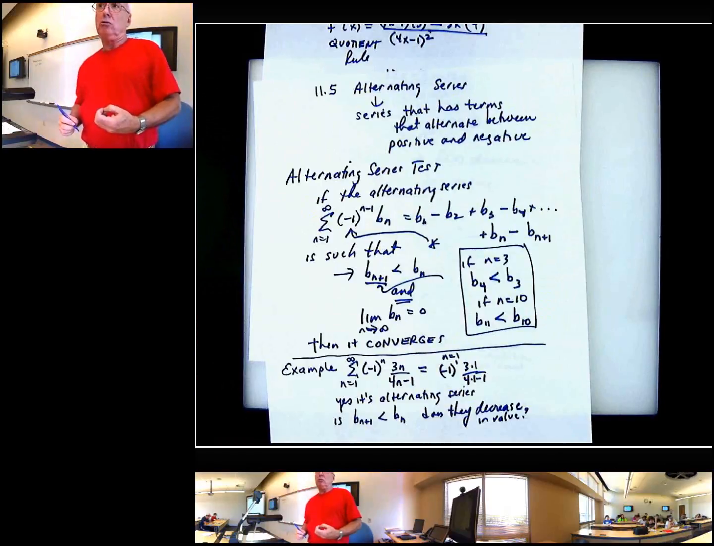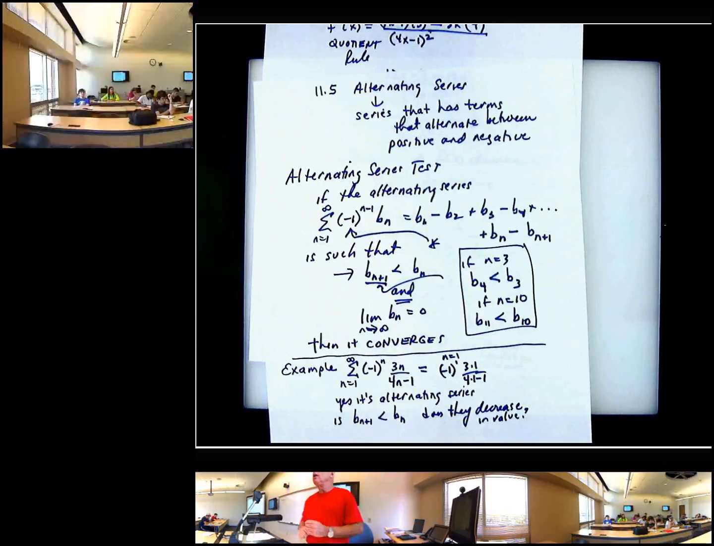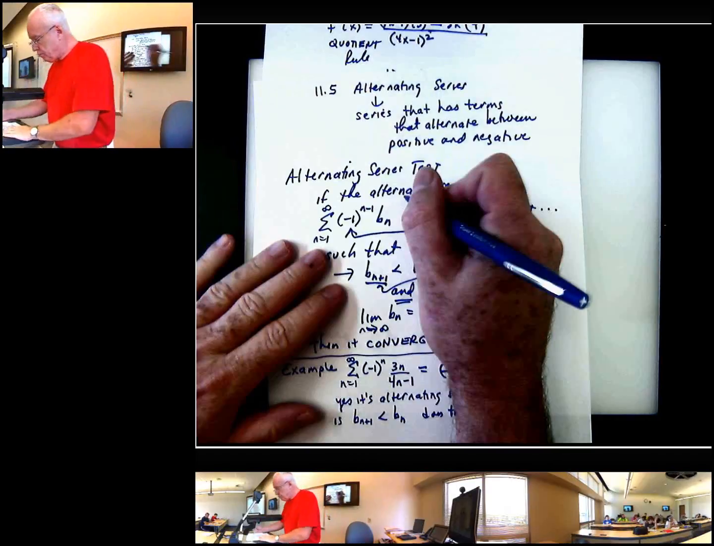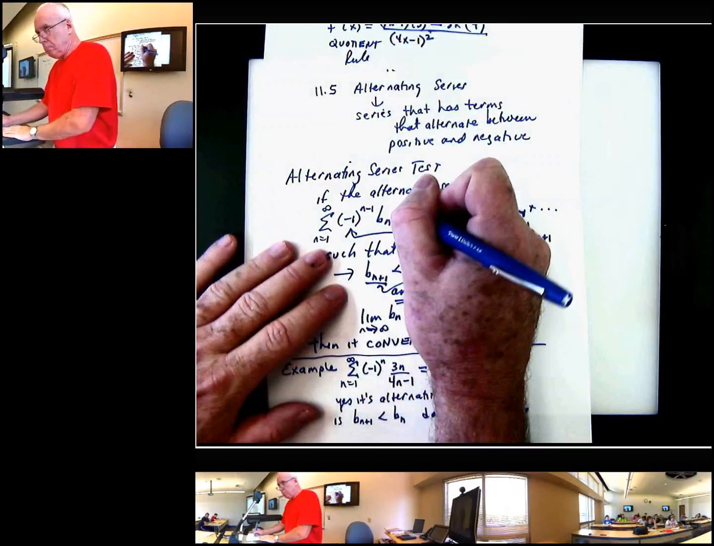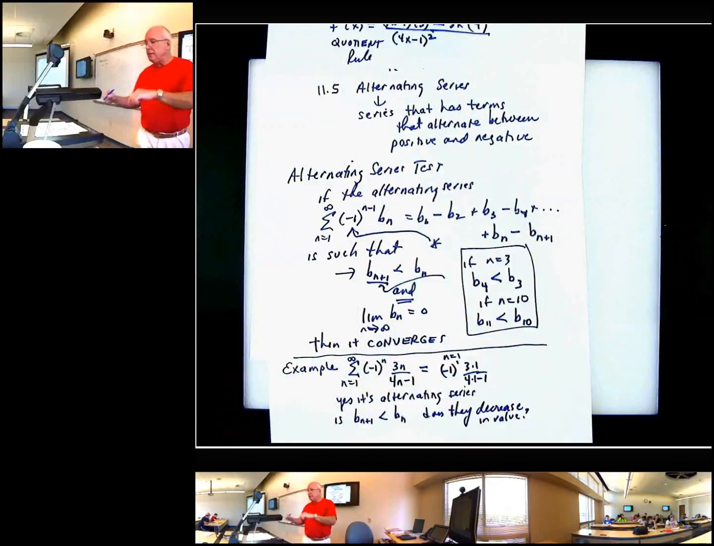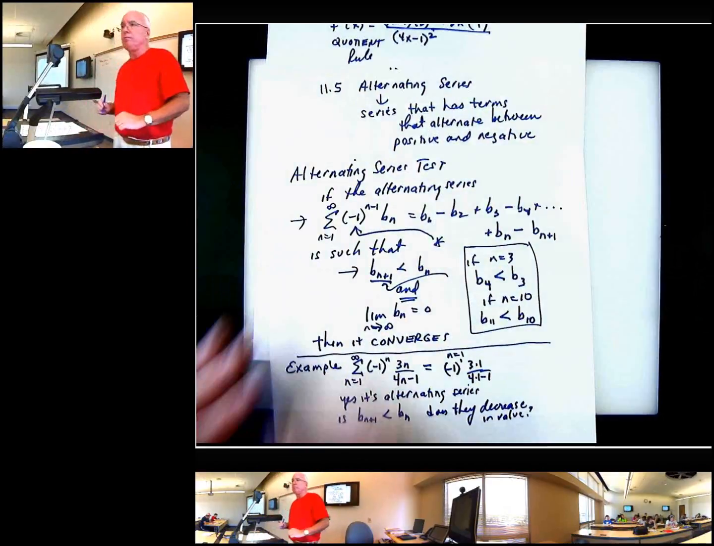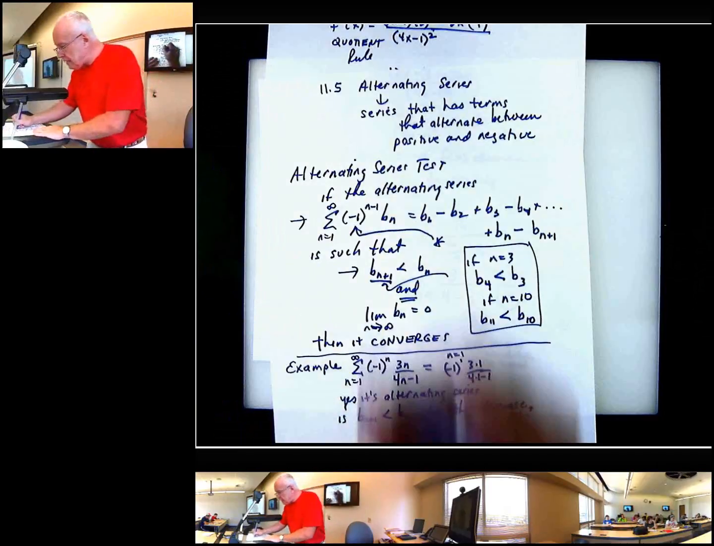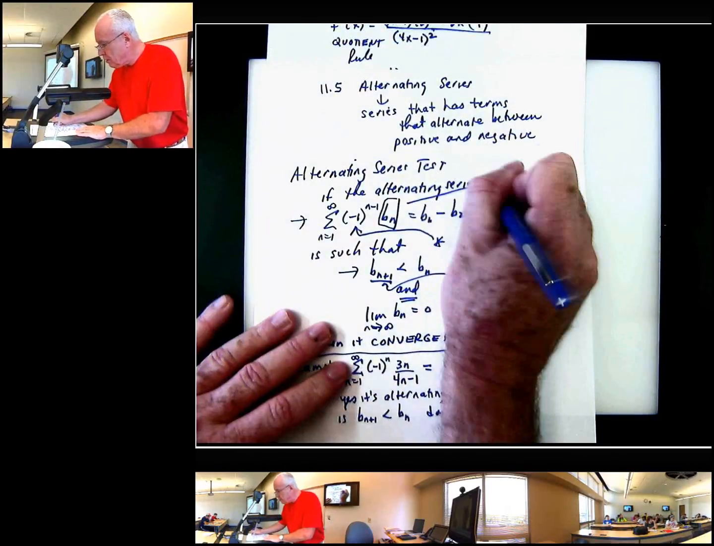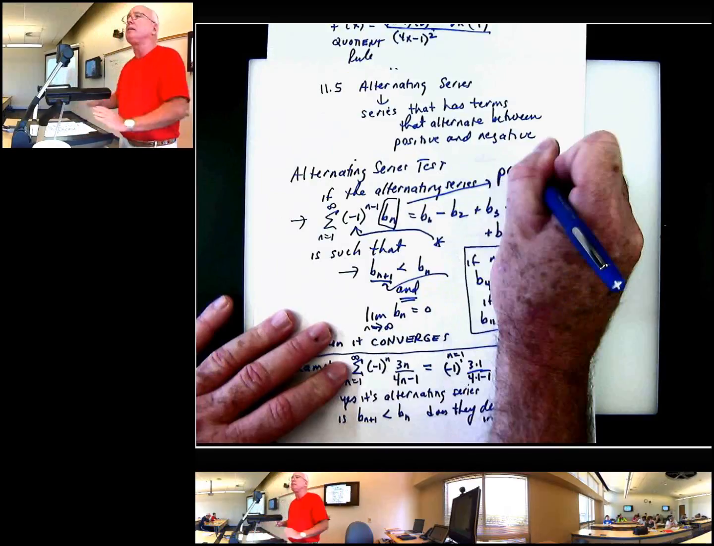You know how one's positive and then the next one's negative? What if they didn't alternate like that? Okay, these B sub n's, in this notation up here, Jenna, are always going to be positive numbers. They're going to end up being positive in value.